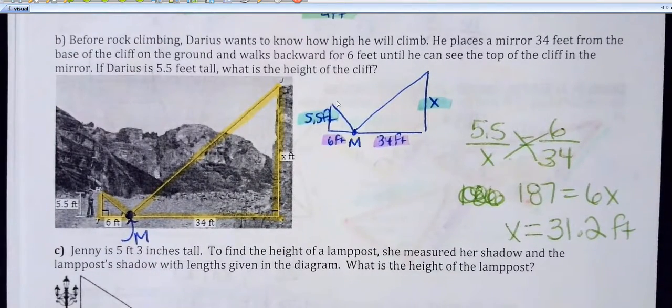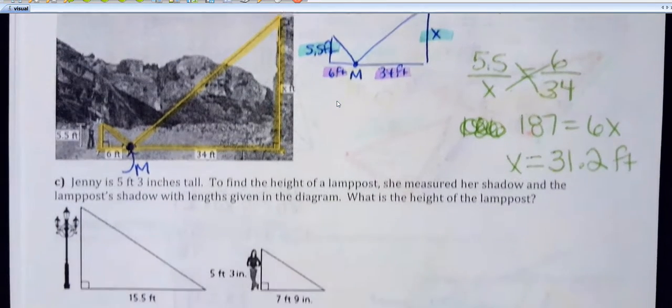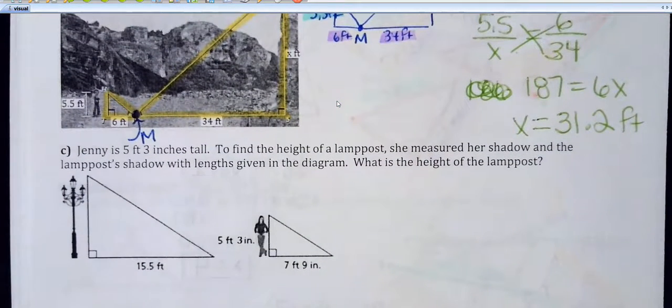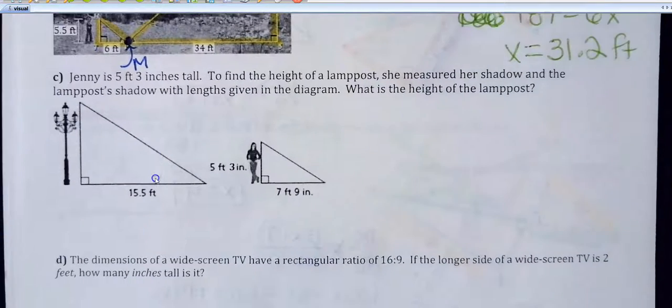Is anybody having a question? I was trying to figure out how you convert to a fraction, 31.16, all that. As a fraction, it's 187 over 6. You can't reduce it. It's just not a nice number.